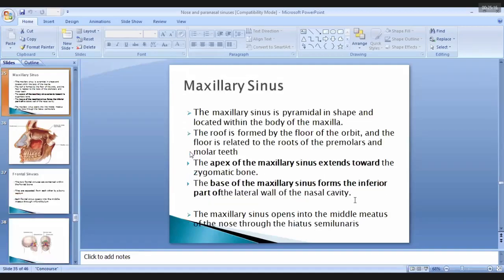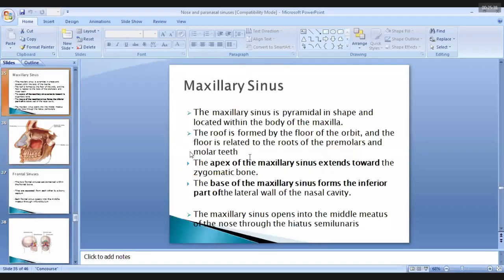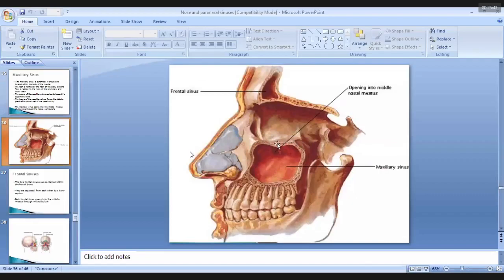Now, some related points to these sinuses. The first important sinus is the maxillary sinus, that is present in the maxillary bone. It is a pyramidal shaped sinus located in the body of the maxilla. See in this figure, the maxillary sinus lies in the maxillary bone, and it is a somewhat pyramidal shaped sinus. Its roof is formed by the floor of the orbit. This is the roof of the maxillary sinus that is formed by the floor of the orbit. So it is closely related to the orbital cavity.